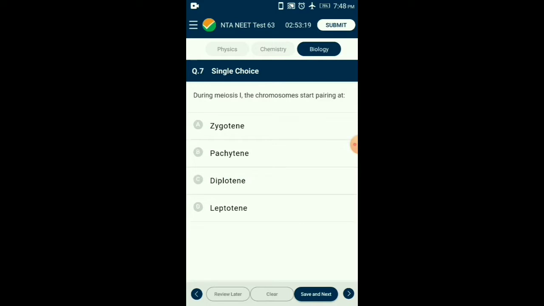During meiosis 1, the chromosomes start pairing at? During meiosis 1, pairing of chromosomes starts at zygotene. This process of pairing is called synapsis, in which homologous chromosomes come close together and form a pair known as a bivalent. A proteinaceous network develops between the 2 chromosomes of a pair, known as the synaptonemal complex. So the answer for this question is option A, zygotene.